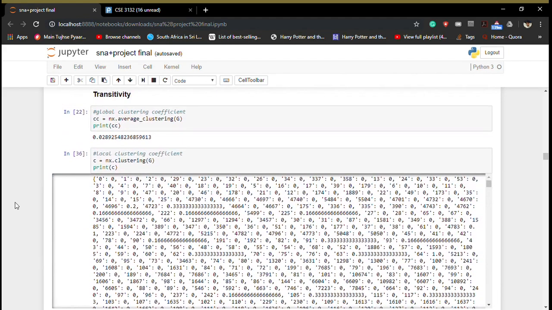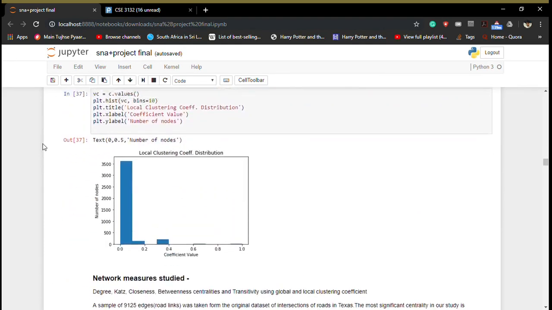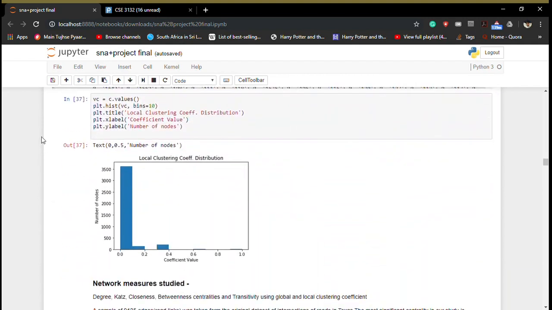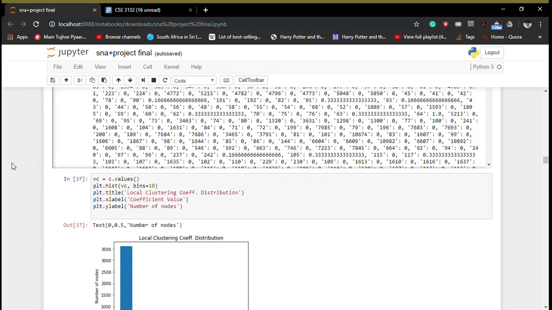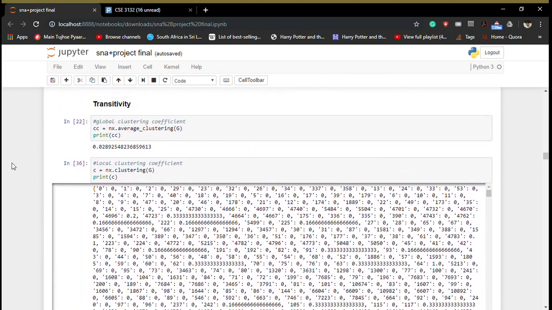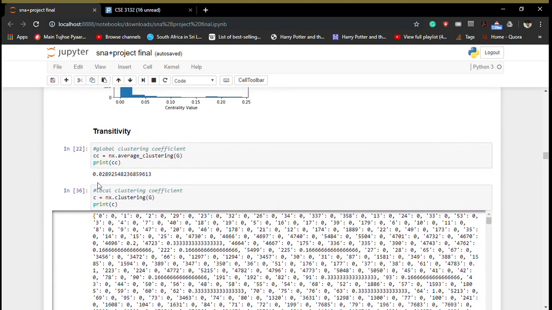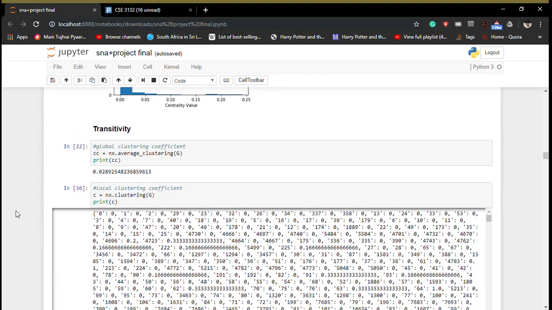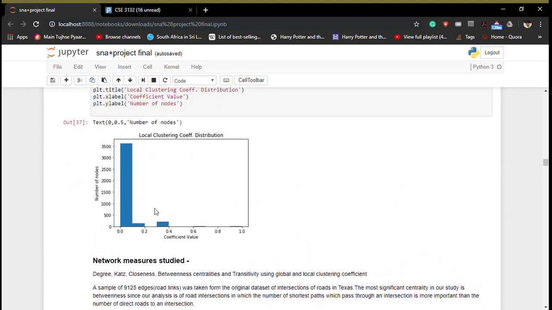Now for the transitivity, if a triad is made, where A is connected to B and B is connected to C, here we see that the transitivity is very low, so A will not be connected to C. That is very practical as well because if two roads are already connected, then we don't connect the third as well. The global clustering coefficient is 0.03, while for the local clustering coefficient, the graph is shown here.